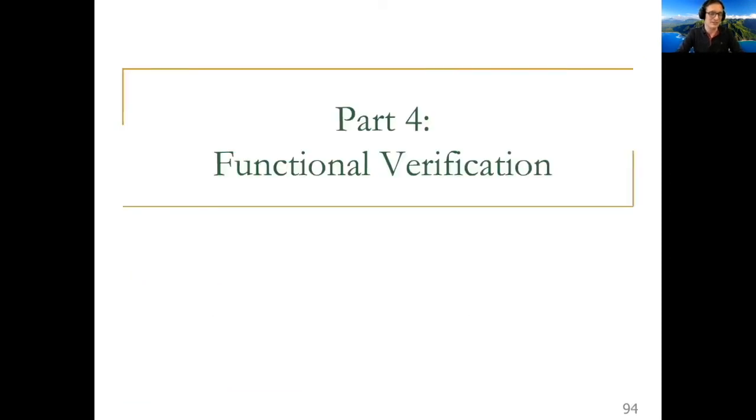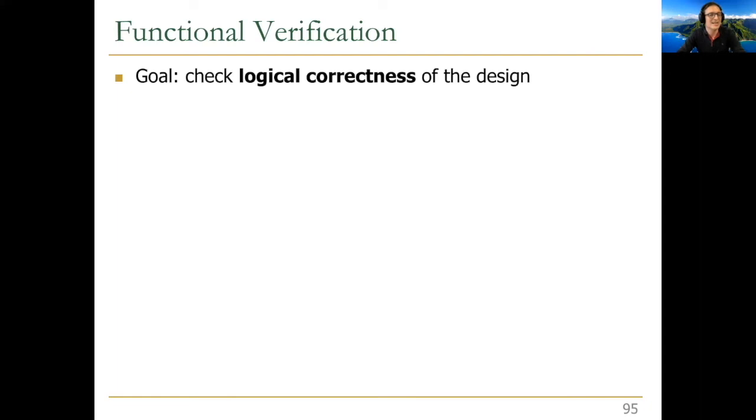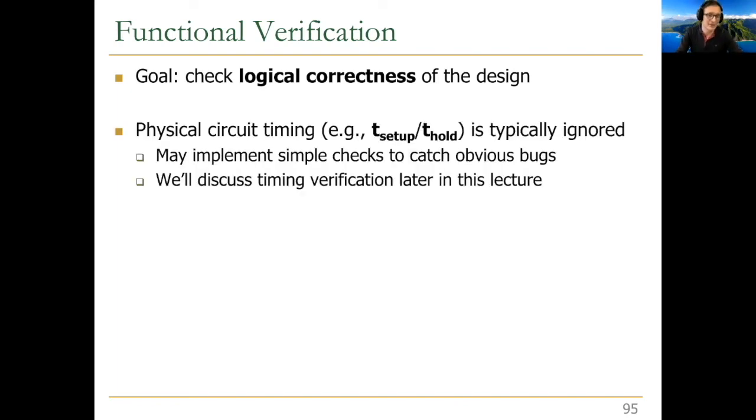Let's talk about functional verification, because you're going to do a lot of that in the course. You're actually hopefully doing that already. Basically, the goal is to check functional or logical correctness of the design. You can also think about it as Boolean functionality, right? Does this circuit implement the Boolean function that it is supposed to implement? In this verification, usually we ignore physical circuit timing like T setup, T hold, because you don't want to mix things at the conceptual level, and this becomes just a nuisance at that level. You may implement simple checks to catch obvious bugs if you want to, but we'll discuss timing verification later in this lecture as part 5.